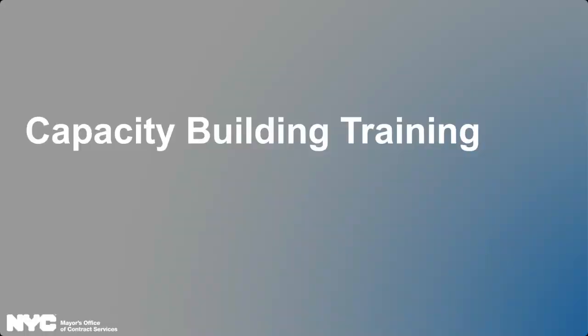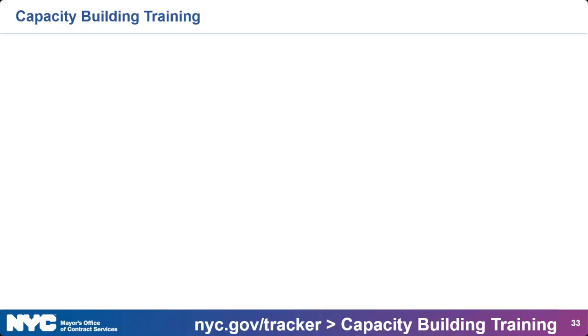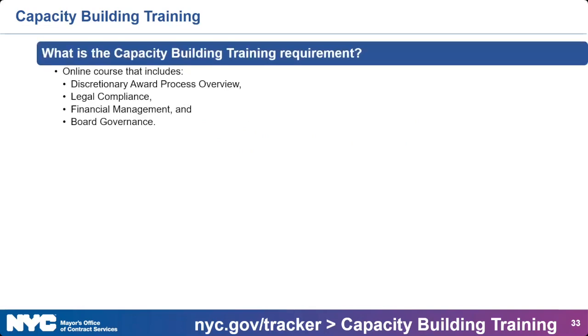Now let's take a closer look at the capacity building training requirement. In addition to completing the HHS PQL, City Council discretionary funding recipients must also complete the capacity building training. What is it? The Capacity Building Training e-course is a self-directed online course that provides an overview of the discretionary award process. The training covers topics such as legal compliance, financial management, and board governance.